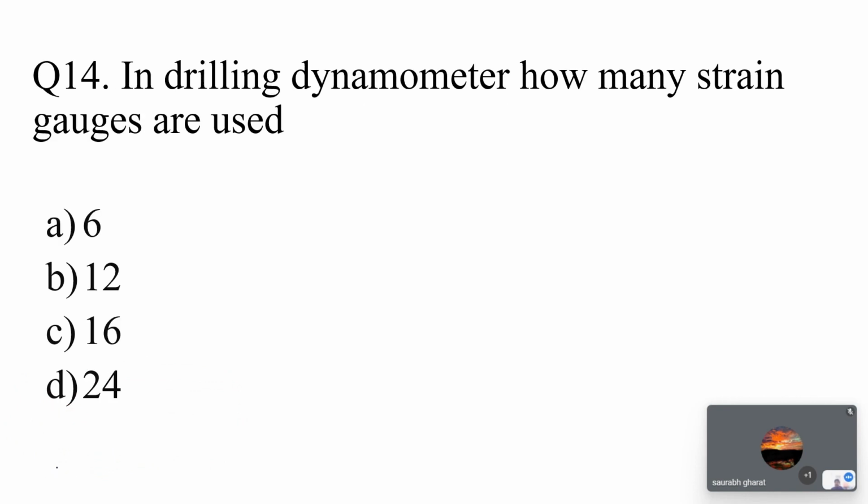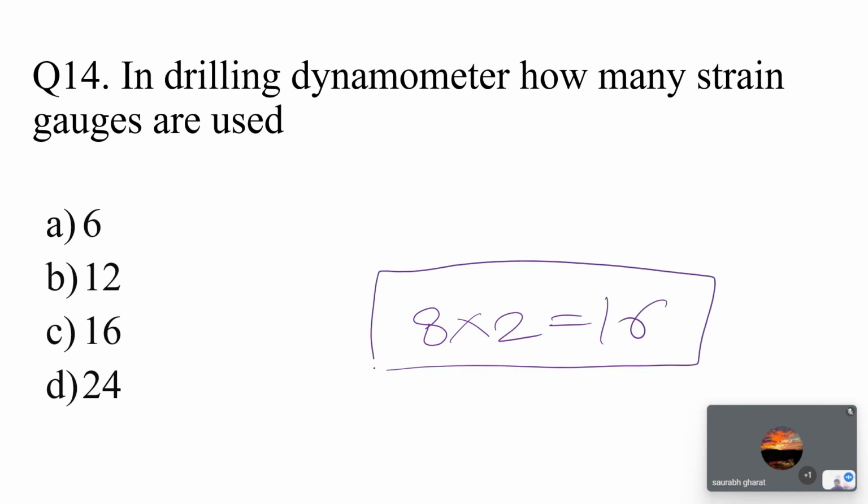Again, in a reading dynamometer, how many strain gauges are used? On one side you are using 8. How many sides do we have? 2. So it will be 60. One side actually has 8 dynamometers here, and it is mentioned in the slides. You can refer to the slide.